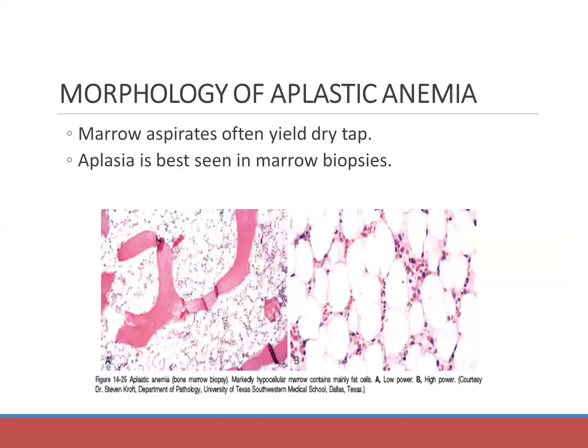Here is a picture of bone marrow that is showing the replacement of progenitor or precursor cells in the bone marrow by fat cells. So the marrow is showing a hypocellular picture containing mainly fat cells, and in between the fat cells we can see some of the hematopoietic stem cells.